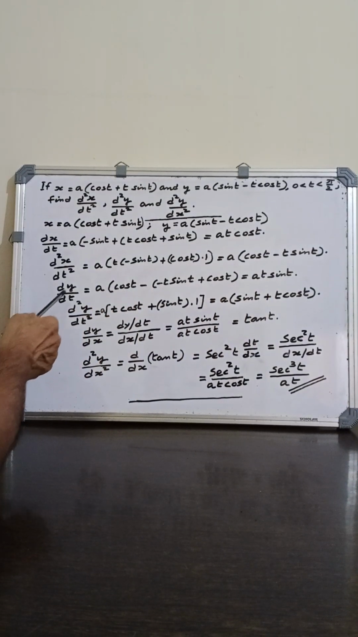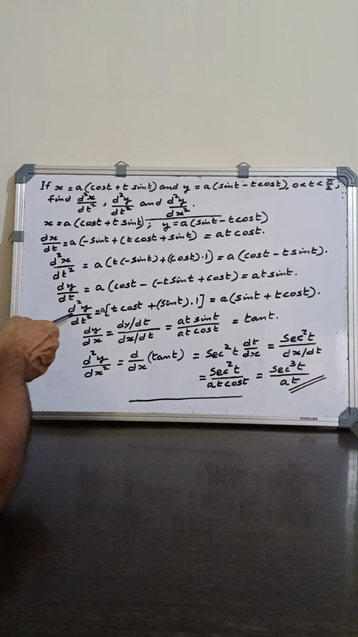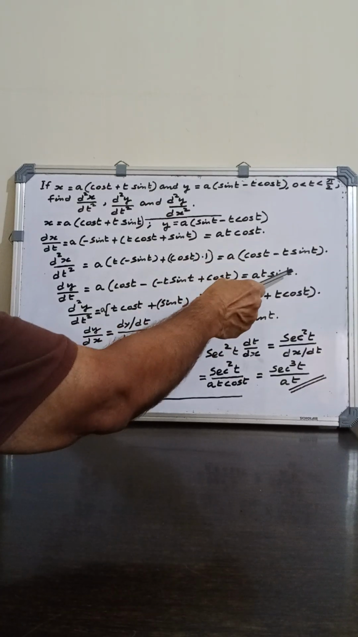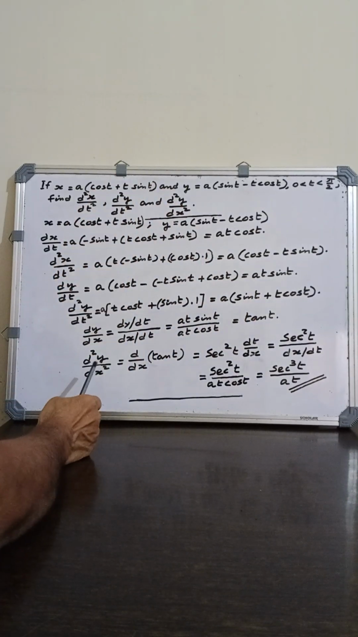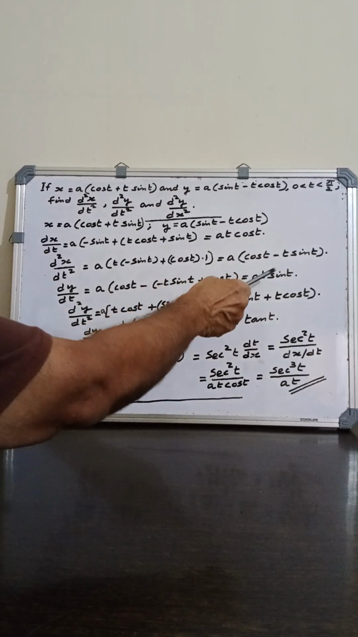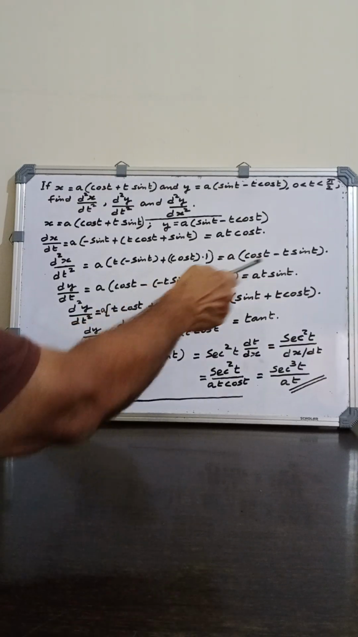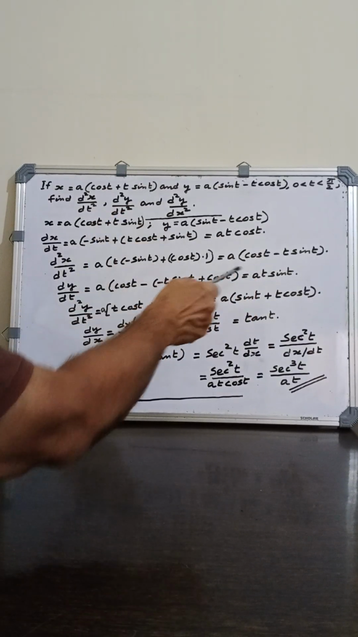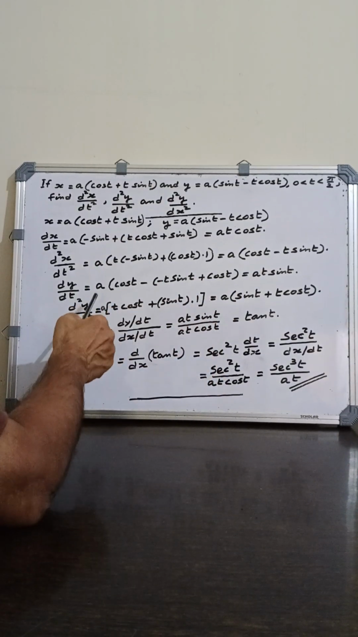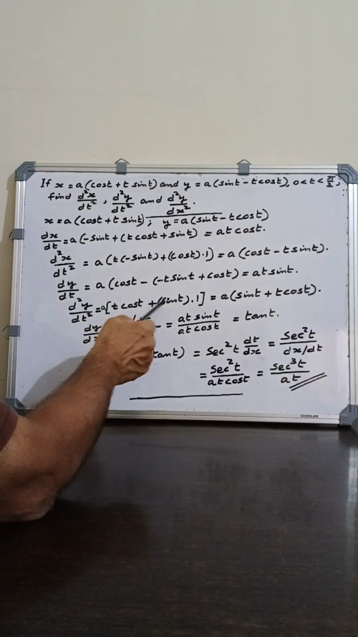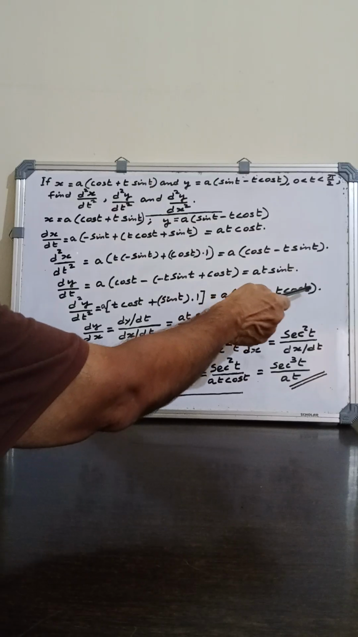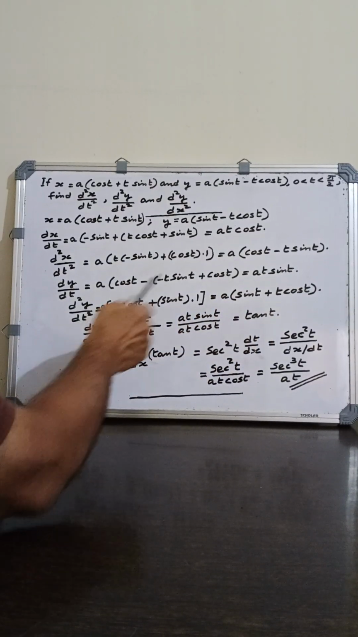From this, we can find the second derivative d2y by dt squared, that is the derivative of a t sin t. Using the product rule, that is d2y by dt squared equals a into t into d by dt of sin t, which is cos t, plus sin t into d by dt of t, which is 1. That is a into t cos t plus sin t. That is a into sin t plus t cos t, which is d2y by dt squared.